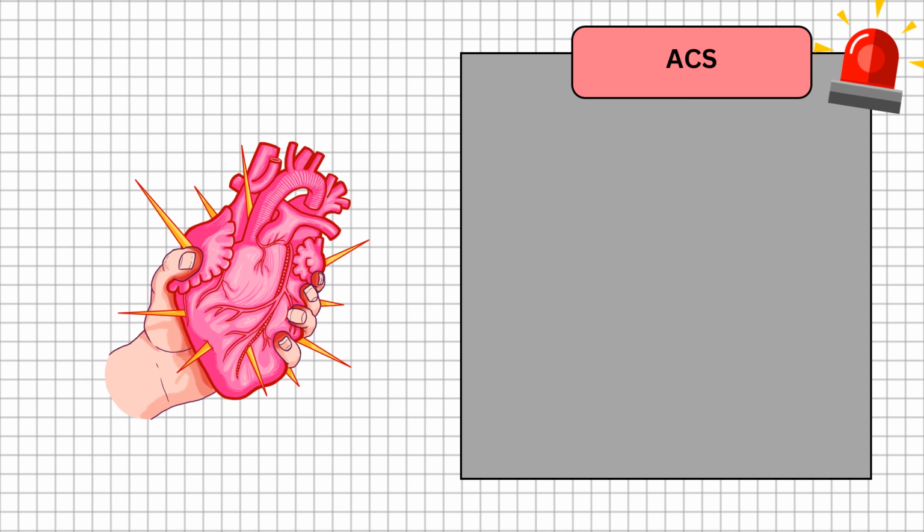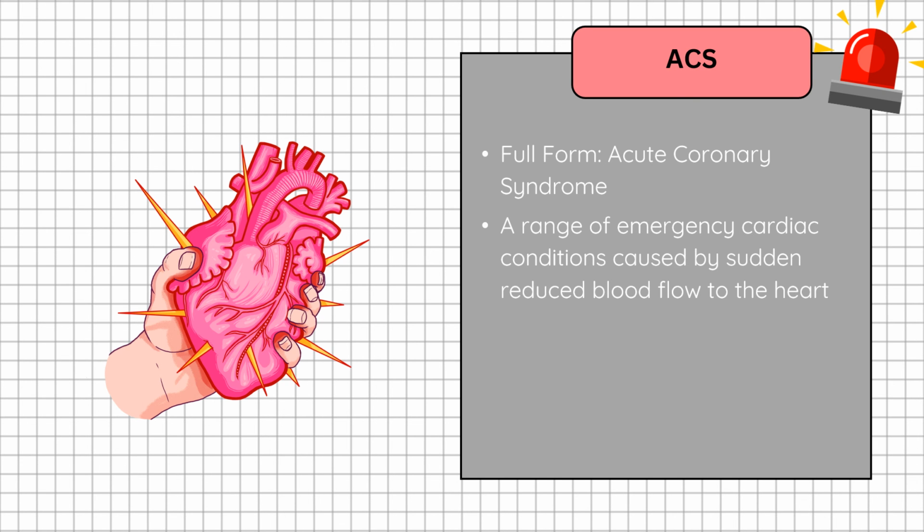The full form of ACS is acute coronary syndrome. This abbreviation is used for a range of cardiac conditions caused by sudden reduced blood flow to the heart, for example, during heart attack or unstable angina.